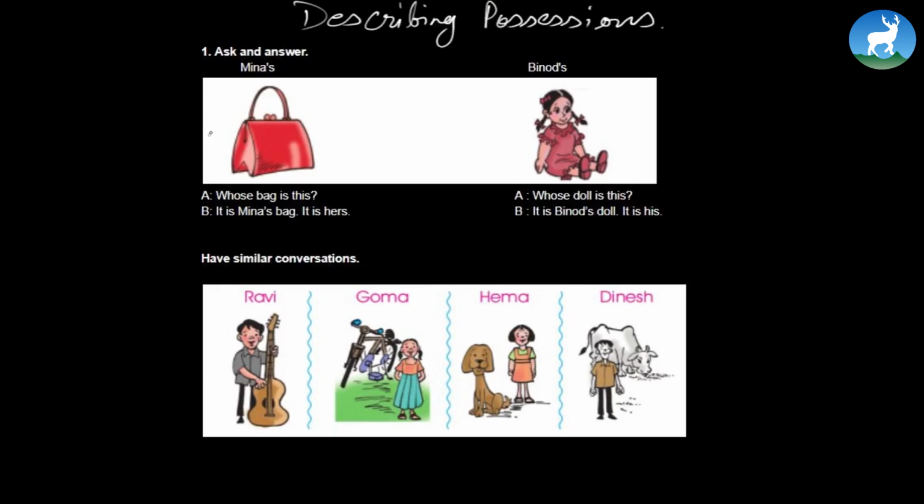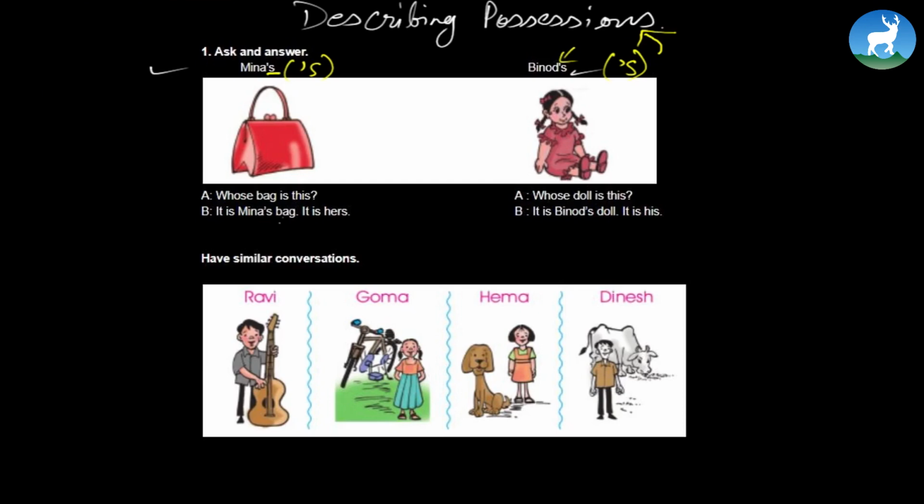And you see Mina's, Binod's. Do you see here apostrophe and S? Of course you do see that, right? So this is what we call apostrophe, and then S. This always means possession. It says that it belongs to Binod. It shows possession, okay?